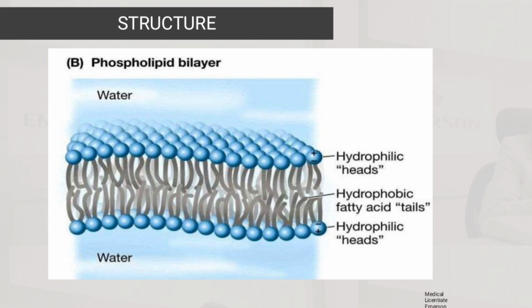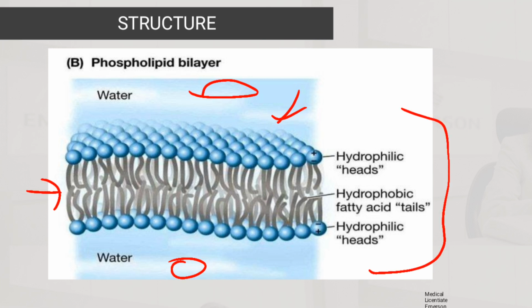Okay, and this is the phospholipid bilayer. As you can see, this is the water part and the water part. So meaning the ones which are facing the water are the hydrophilic heads, which are water loving, and the ones which are away from the water are the hydrophobic tails, which are water fearing. So together, this is the makeup of the phospholipid bilayer. Okay, hope the diagram is clear enough.